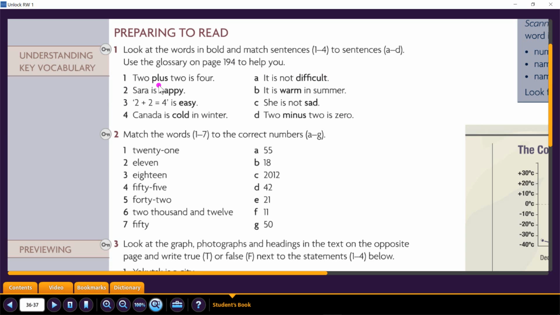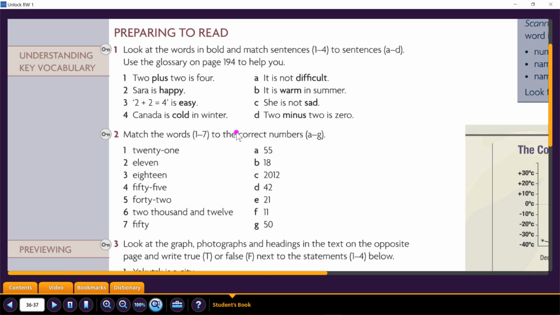Here we have some words in bold, in extra thick black ink, which is called bold. 2 plus 2 is 4. Sarah is happy. 2 plus 2 equals 4 is easy. Canada is cold in winter. This is section number, let's say, 1. Section number 2. It's not difficult. It's warm in summer. She is not sad. 2 minus 2 is 0.